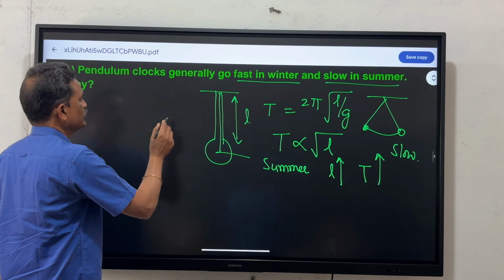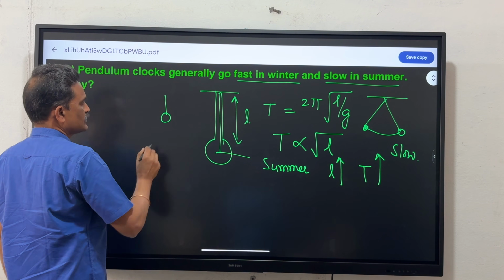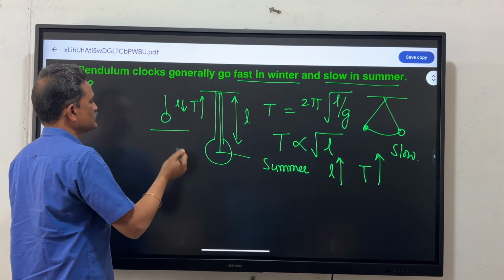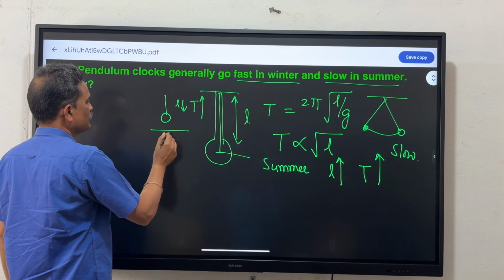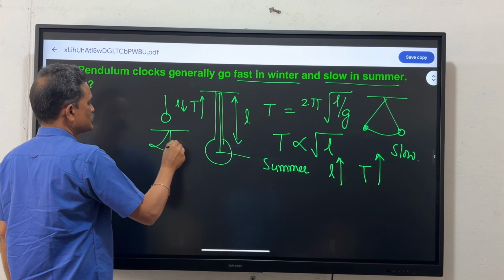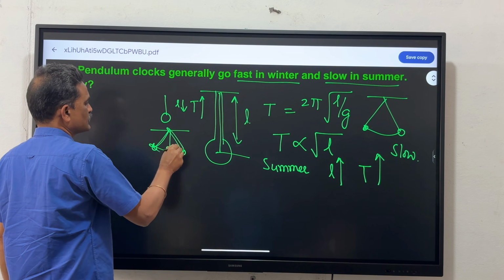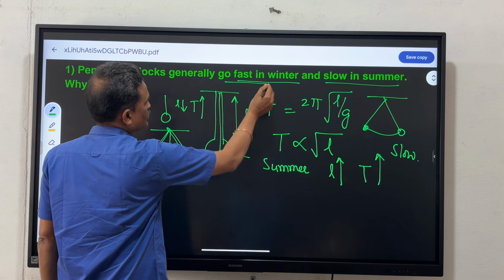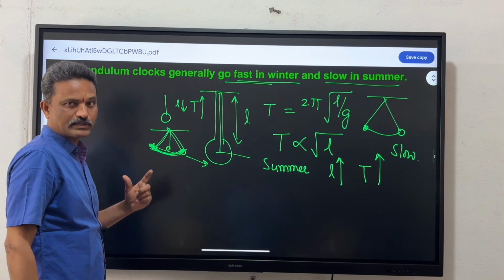Whereas in the case of winter, its length decreases. When length decreases, the period of oscillation decreases. In a given time, it makes many oscillations. So the number of oscillations is increased. So it goes faster. So it goes faster in winter and it goes slower in summer.